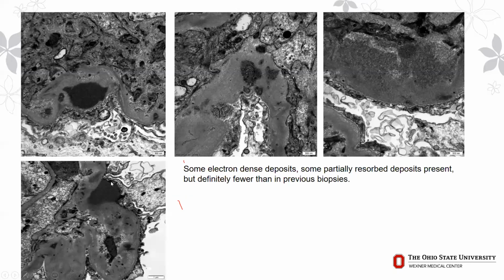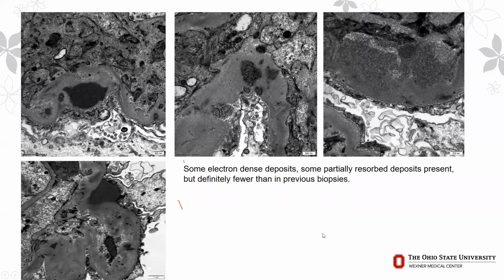Few deposits are still there, like this one, like a subepithelial, another subepithelial. But if you remember in the first biopsy where I showed those huge subendothelial deposits, those kind of deposits, however, I did not see now. And although we don't have a very objective metric to count deposits on electron microscopy, looking overall, they seem to be fewer. And those subendothelial deposits actually seem to be disintegrating or resorbing.